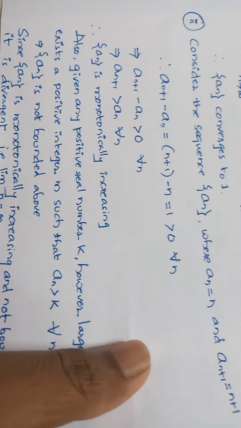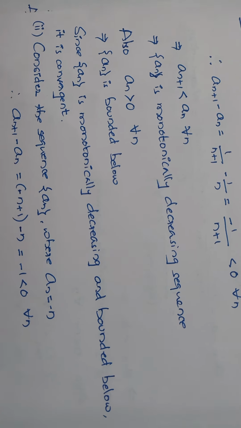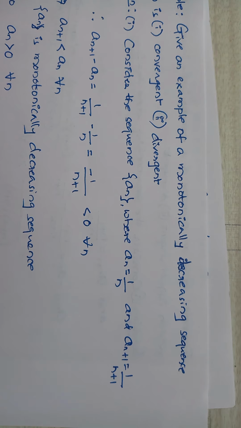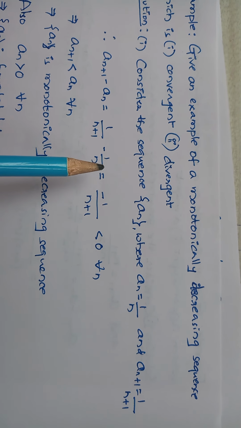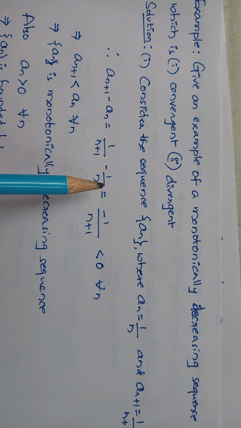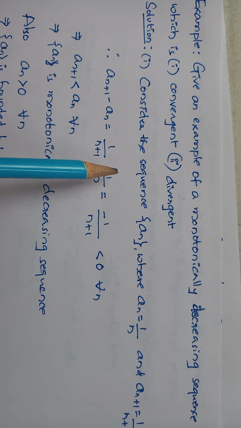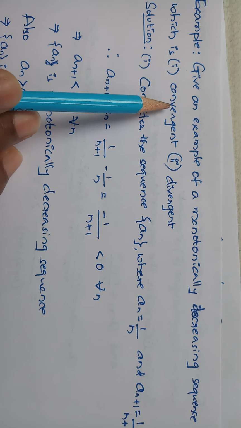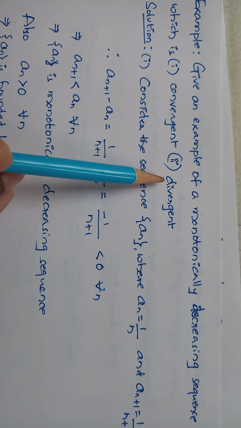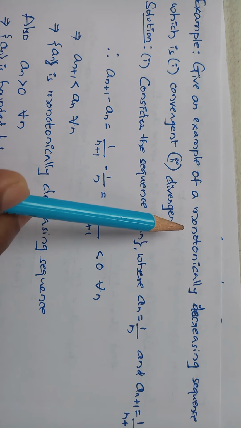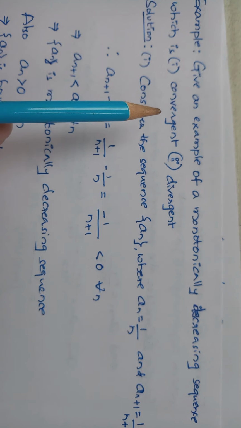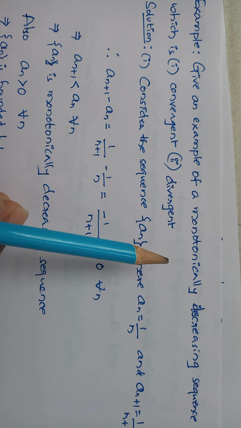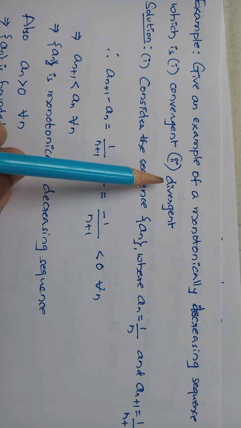So the next example is: give an example of a monotonically decreasing sequence which is convergent and one which is divergent. Here we have to take a monotonically decreasing sequence and prove that it is convergent. Again, we have to take a monotonically decreasing sequence and show that it is divergent.